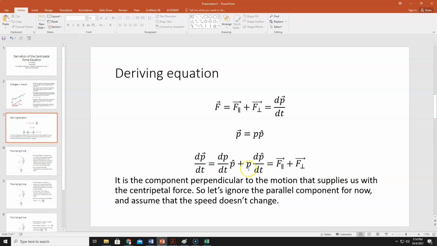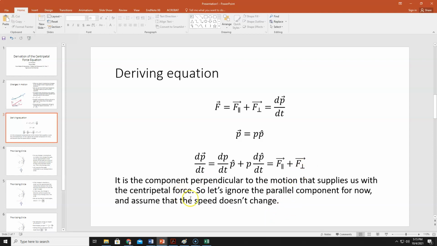However, the second term is p times dp hat/dt. Now that's a directional change, because p hat indicates direction. And so, if dp hat/dt is non-zero, then that means that the object changed direction, okay? So, we can write F parallel as d|p|/dt times p hat. That's going to change the speed, in other words, right? And then p times dp hat/dt, that's F perp. That's what changes the direction, all right? So that's how we would express that mathematically.